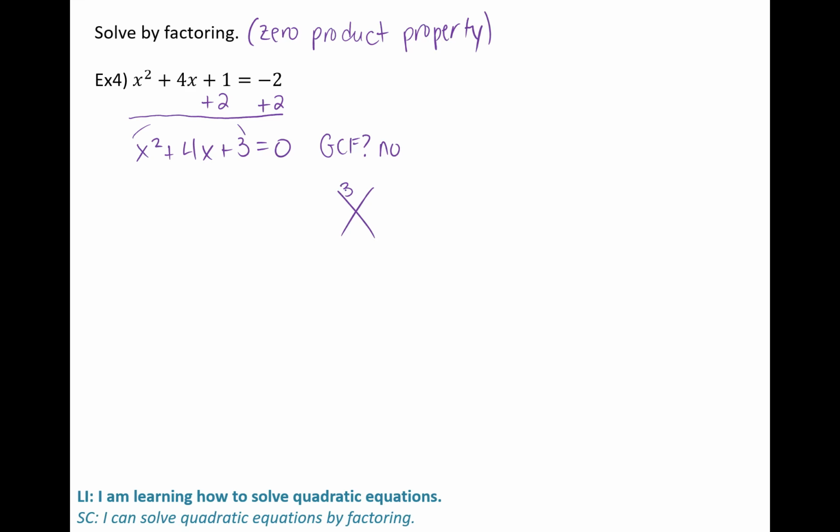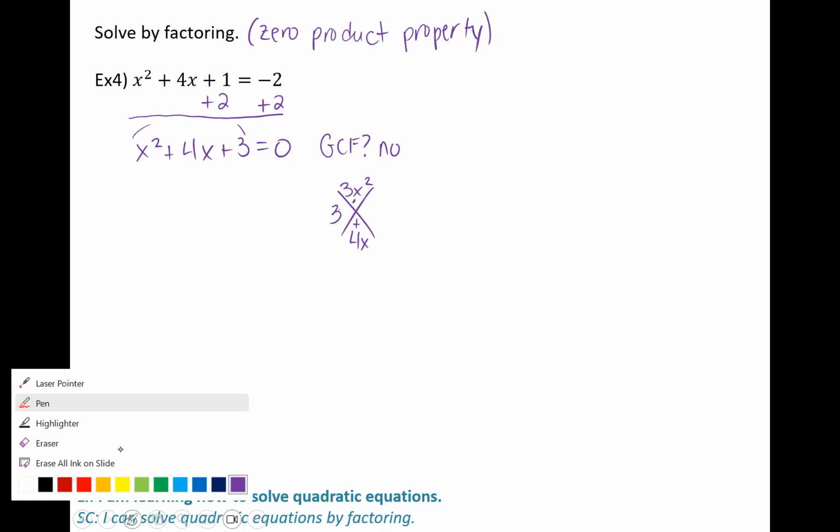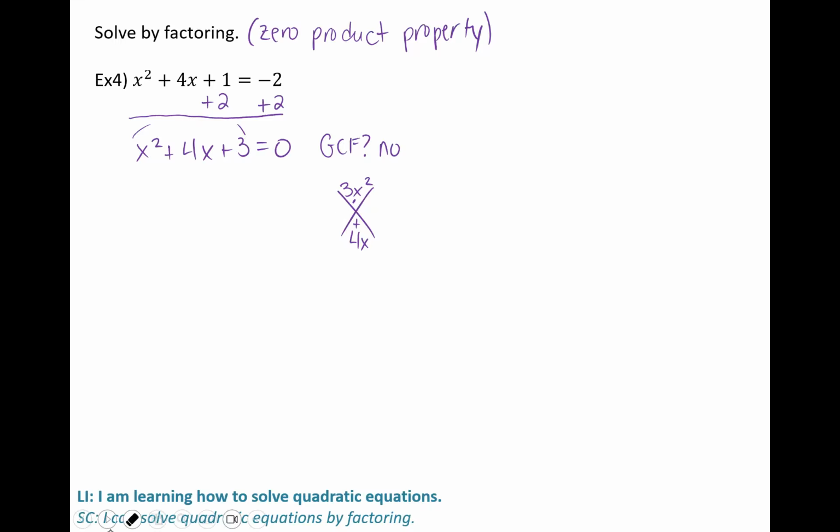So I get 3x squared. That's my multiply to make. My add to make is the middle, so 4x. So I am multiplying to make 3 and adding to make 4. And the only numbers that will do that are a 3 and a 1, because the only way to multiply to get 3 is 3 times 1 or 1 times 3. So 3 and 1. And again, because I have the 1 in front, I can go straight to my answer for the factoring part and say x plus 3 and x plus 1.